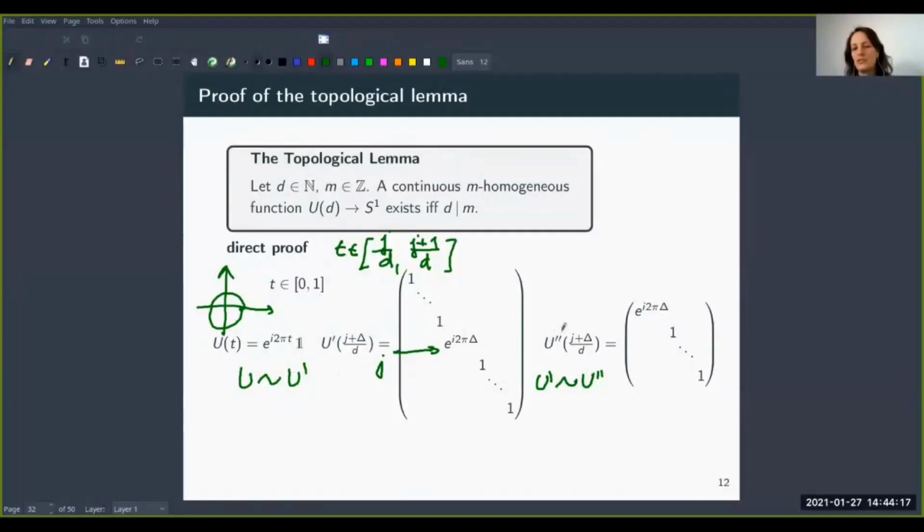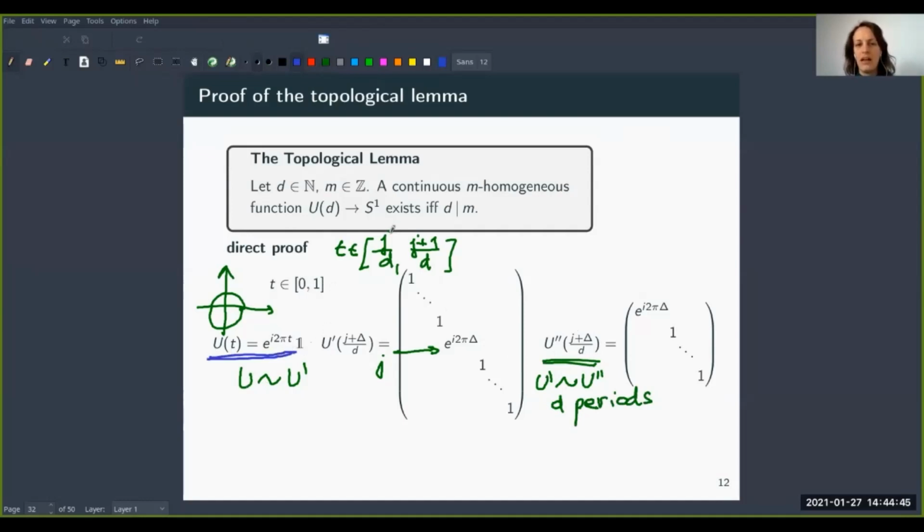And note also that u primed primed is a periodic function. On each interval it behaves exactly the same, and inside the entire 0-1 interval it makes d periods. And by transitivity, we wanted to get that this path is homotopic to the path u.